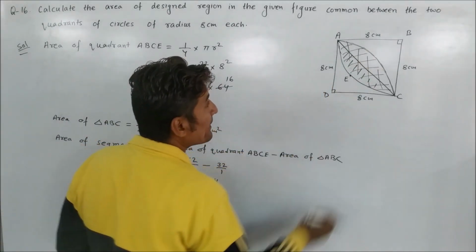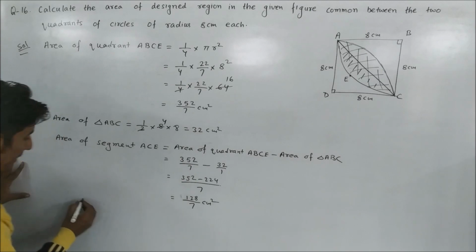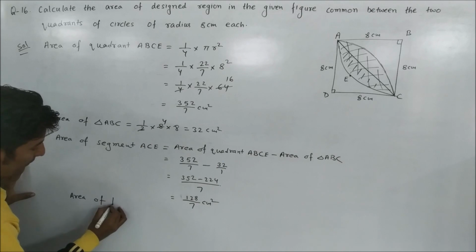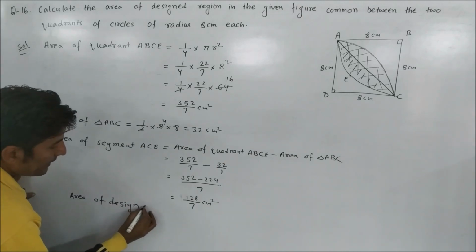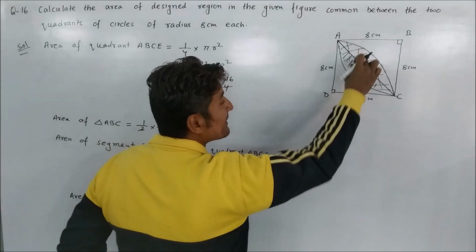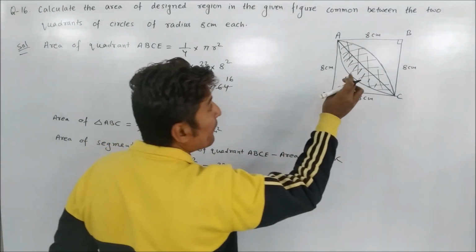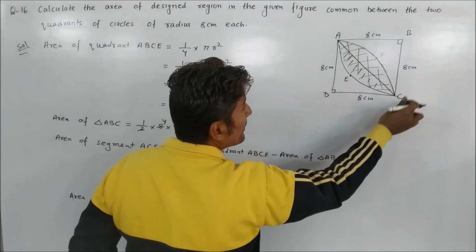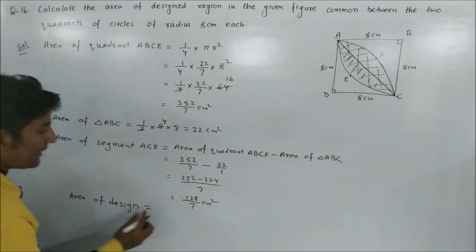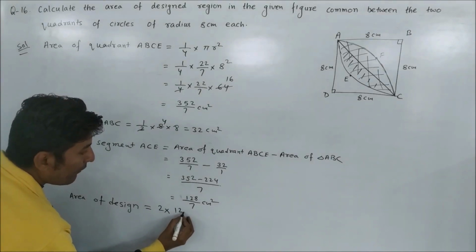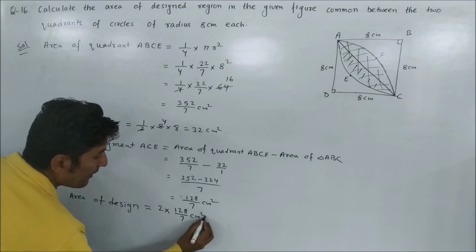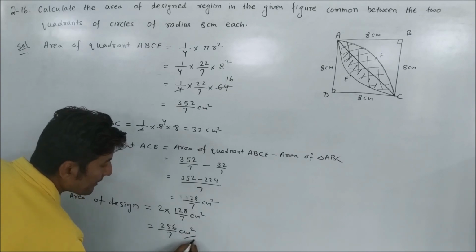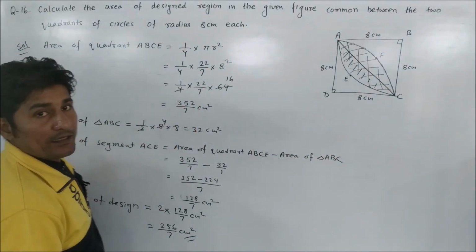Since we are having two segments, so area of shaded region, area of design also we can write. Area of design is equals to, the area of this design consists area of two segments. First segment is ACE, while the second segment is AFC. So here area of design will be equals to 2 multiplied by area of both the segments. And after solving this one, we will have 256 upon 7 centimeter square. So this is the area of design in the given figure.